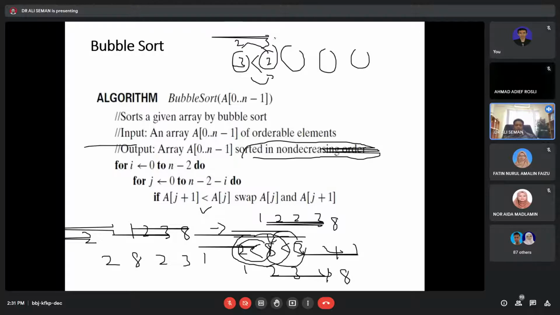This is the rough idea of the bubble sort, and these are pairwise comparisons. This is like bubbles, water bubbles. This is actually the idea of bubble sort, the basic idea of how to solve the sorting problem in order to get the list sorted. Okay, clear?